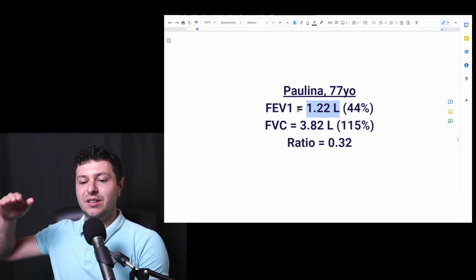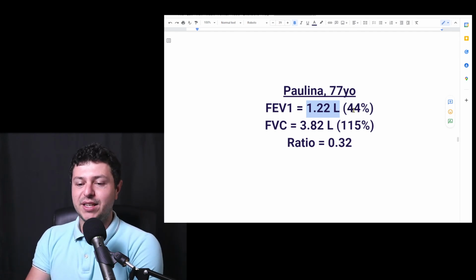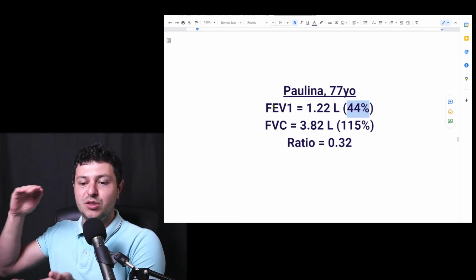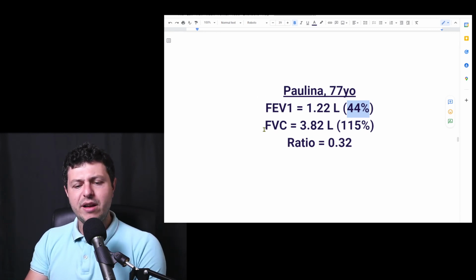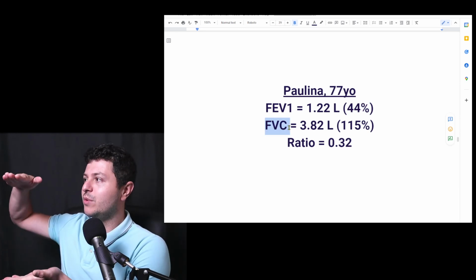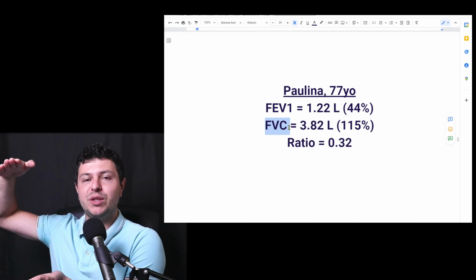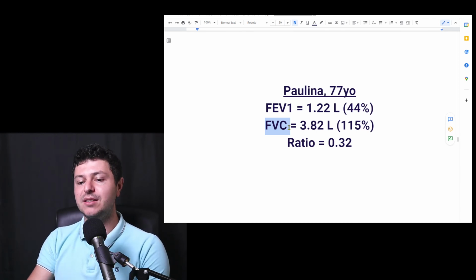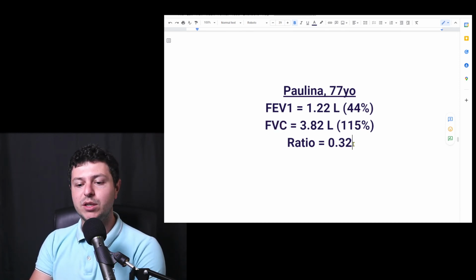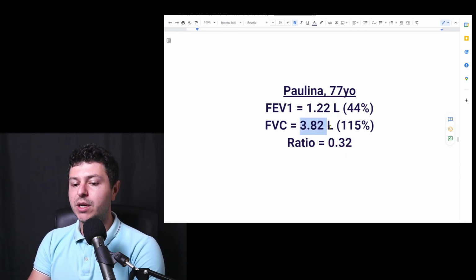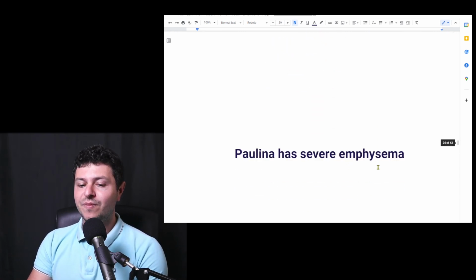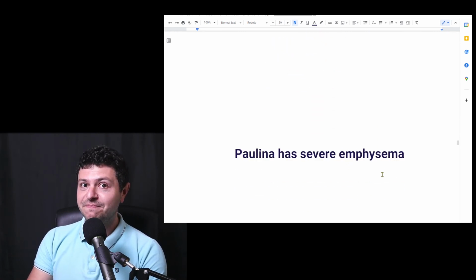So that's only 44% of what we would expect Paulina to blow out in the first second. She only does 44%. But her FVC, so the total volume of air in her lungs, is actually better than we would expect. Is this a normal situation? Look at the ratio, 0.32. So if you put this amount over this amount, it yields 0.32. Paulina has severe emphysema, right?